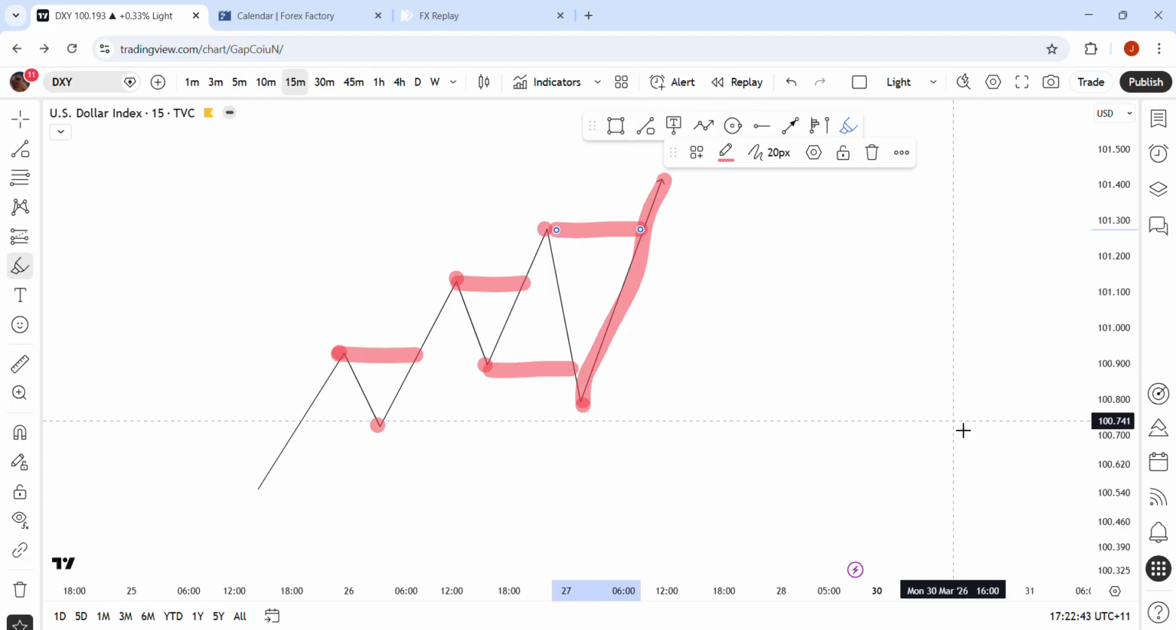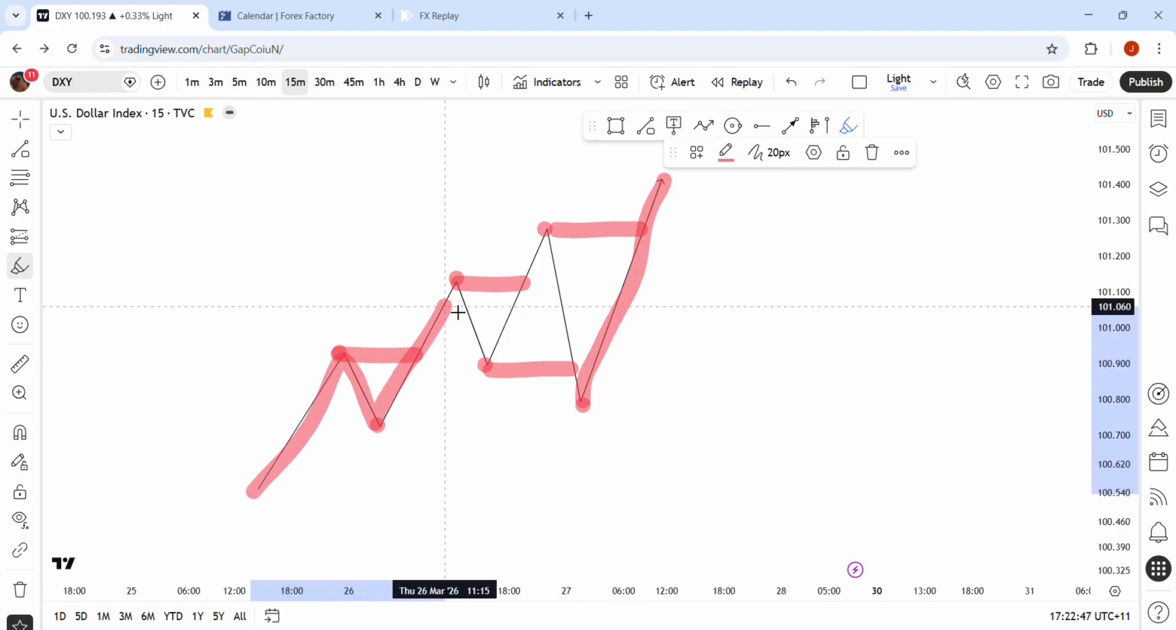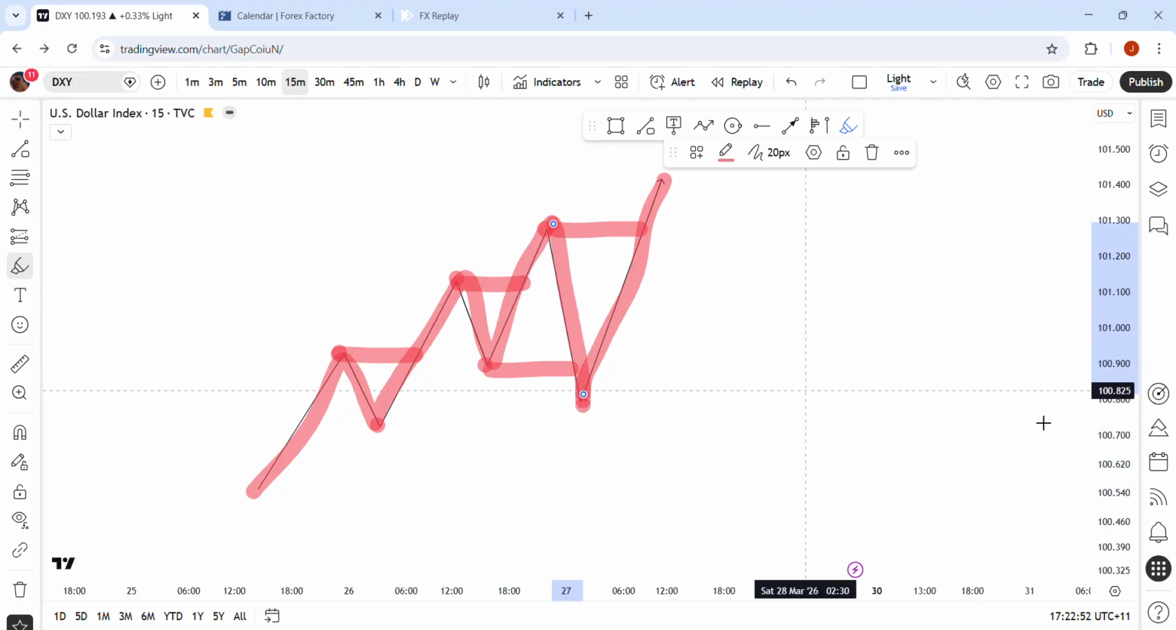What we need to understand here is that the original trend bias was a continuation bullish. And this is where I was saying that reversals have a lower probability of playing out because you're fighting against a trend.